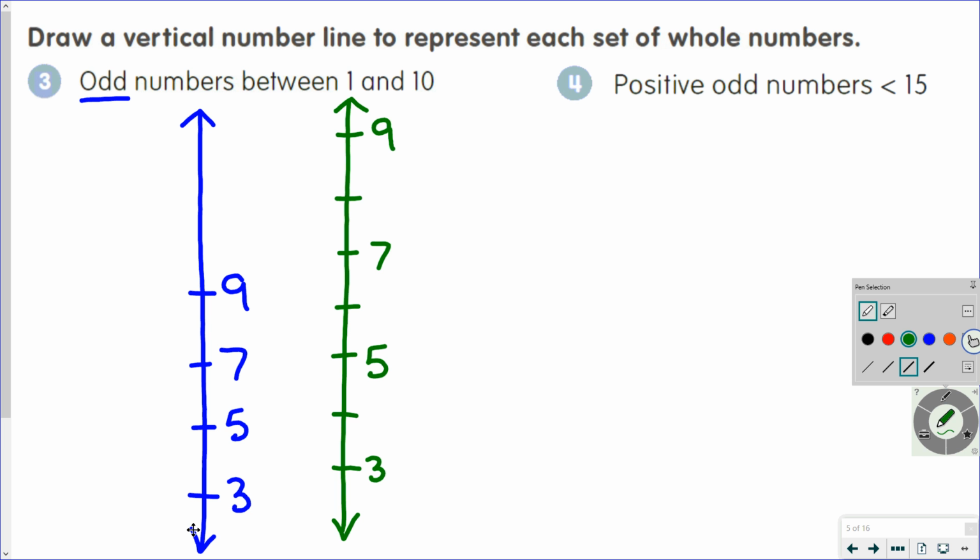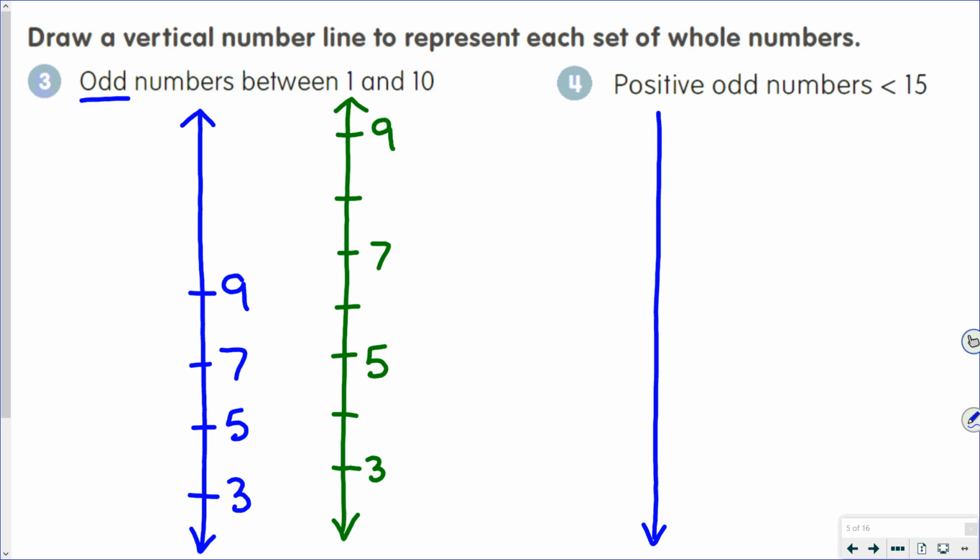So for number 4 here, I want positive odd numbers less than 15. So again, I start at the bottom. Well, if I want positive odd numbers less than 15, well, 1 is the first positive odd number that's less than 15, then 3, then 5, then 7, then 9, then 11, and 13. And then you have the same option there. You can make the marks for 2, 4, 6, 8, 10, 12, and 14. Just don't label.